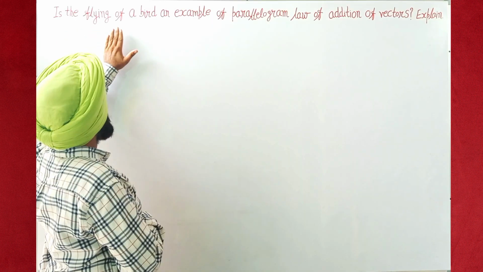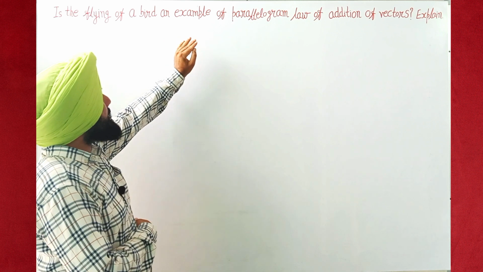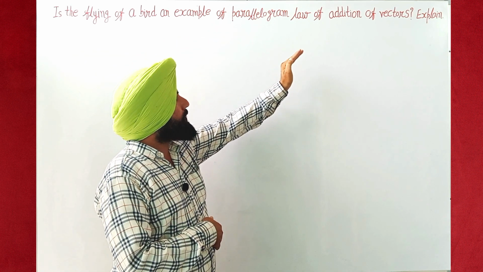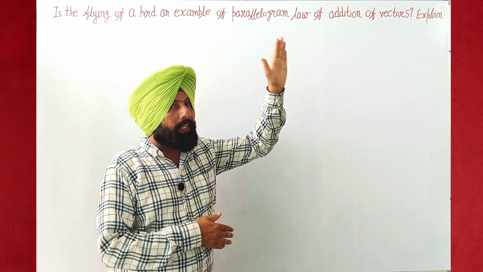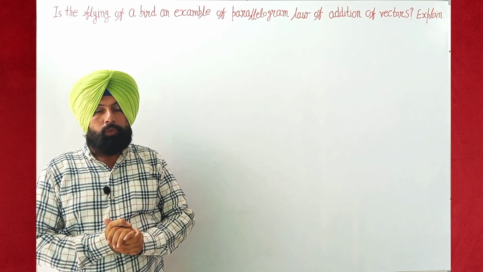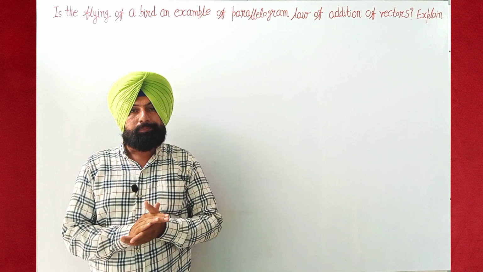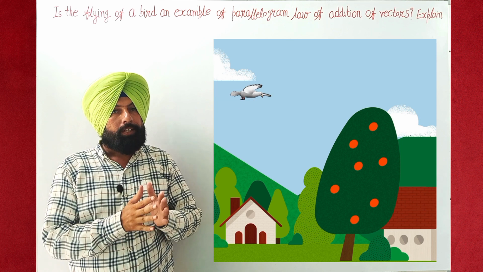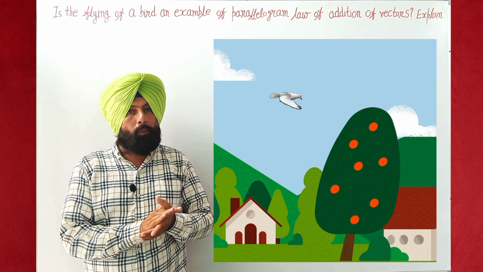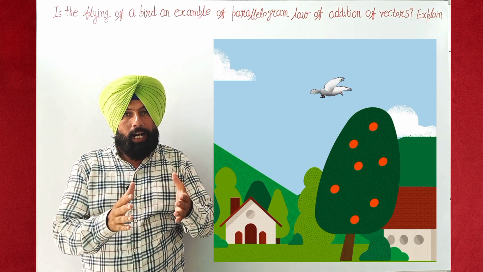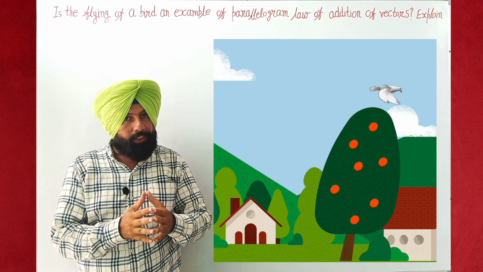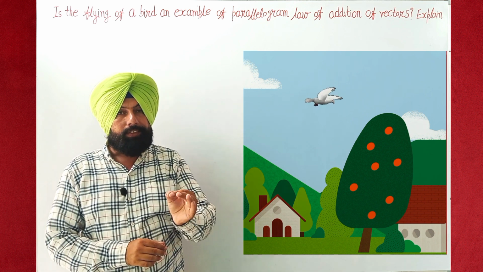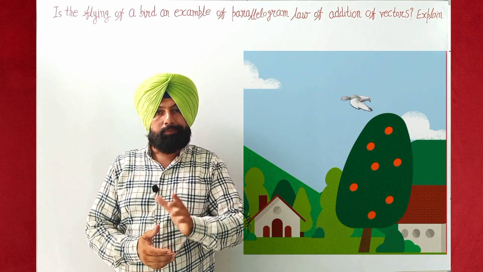is, is the flying of a bird an example of parallelogram law of addition of vectors? Explain. So the question is whether a flying bird is an example of parallelogram law of vector addition or not. So we will discuss it in detail.